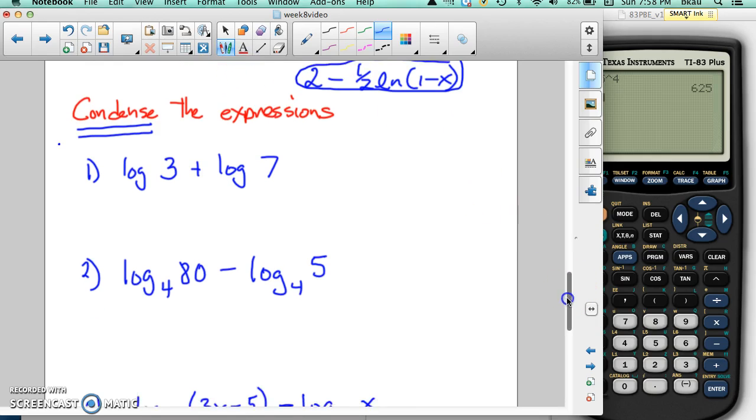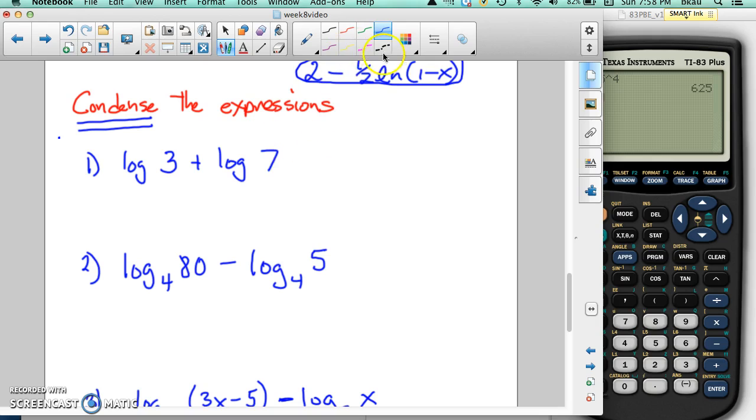So I have a couple of these. We're just going to work our way backwards. So on this first example, this is plus, so that's going to be times. So you're going to write log of 3 times 7, or log of 21. That's it. We've condensed that as much as possible.